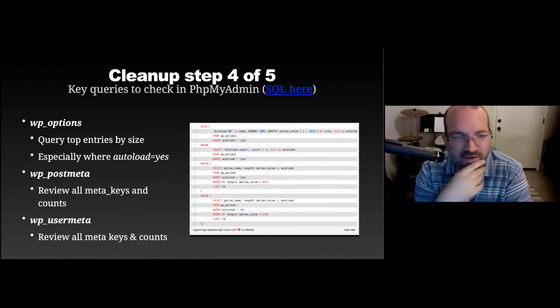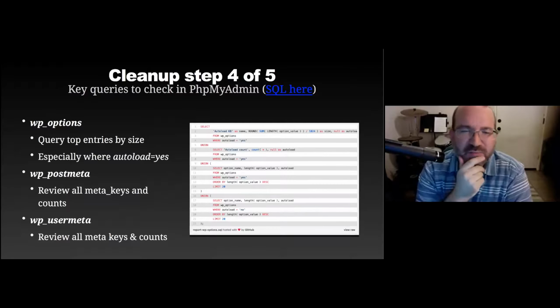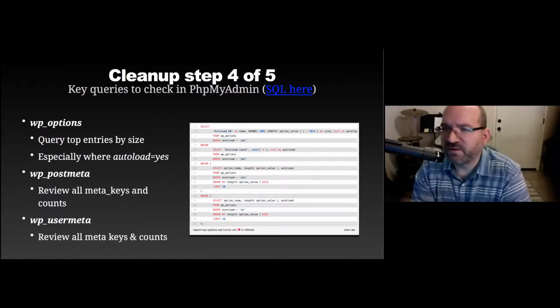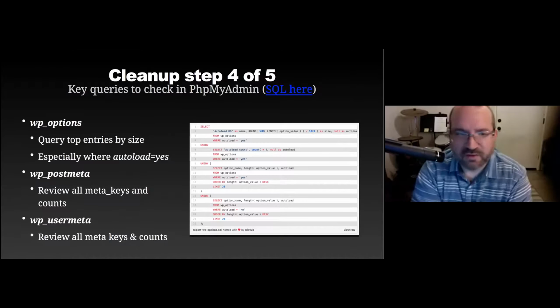Step four, this is where I have some queries. There's a link in the upper right. You'll be able to download these slides at the end, by the way. And then there are hyperlinks there. You can click and view the queries I recommend to view your WP options autoload data, and then top rows by size.